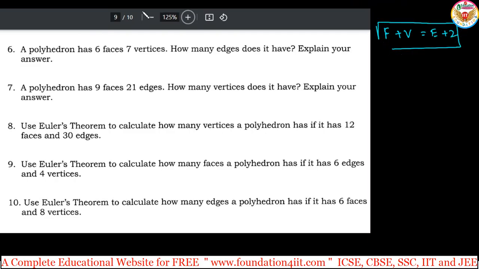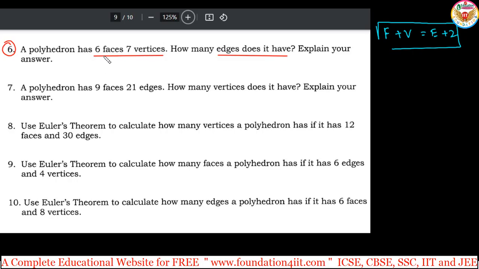Based on this formula, I am giving some questions. The first few pages are all regarding isometric dot sheets, 3D papers, and classifying the 3D shapes; those types of worksheets are there. And you have the problems also. I am giving some pages. Let us see this. A polyhedron has 6 faces, 7 vertices. How many edges does it have? So you can use this formula.